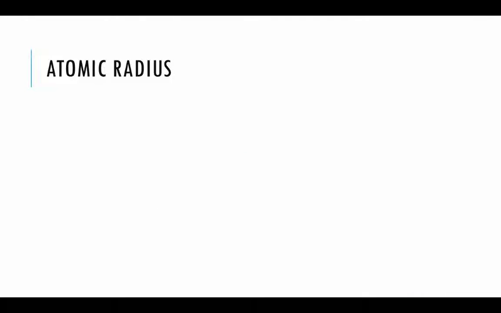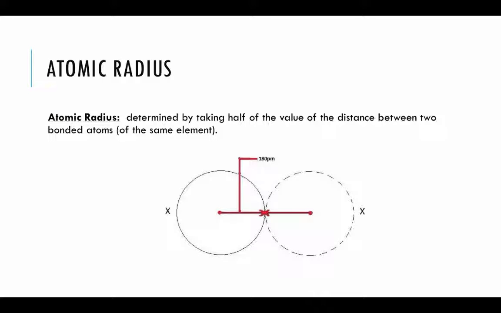Let's start with atomic radius. Atomic radius is literally the radius of the atom, or how large the atom is. It's determined by taking half of the value of the distance between two bound atoms of the same element. It has to be determined this way since the electron cloud has no clear boundaries, so it's difficult to know where to stop measuring from nucleus to edge of atom.